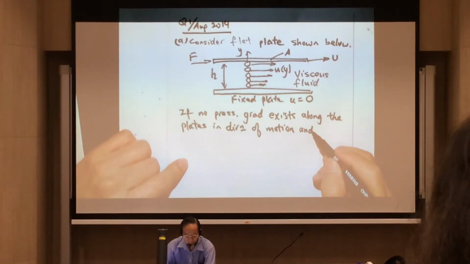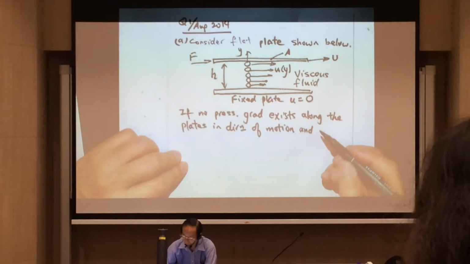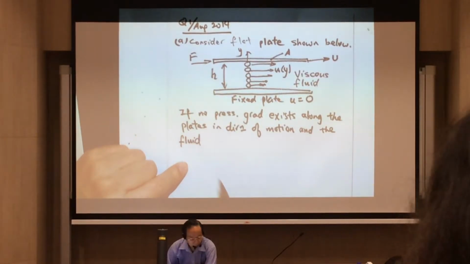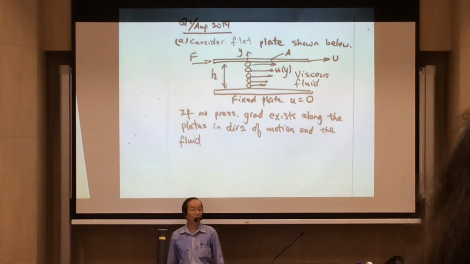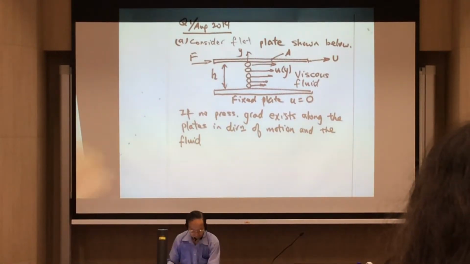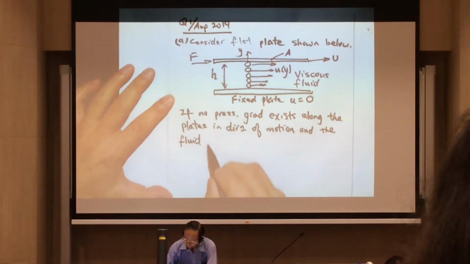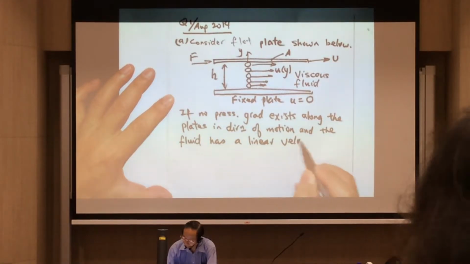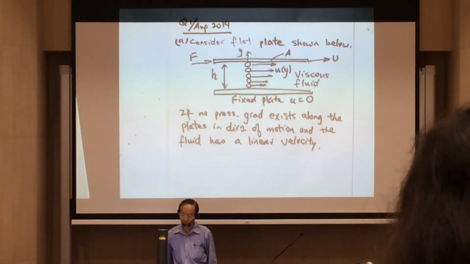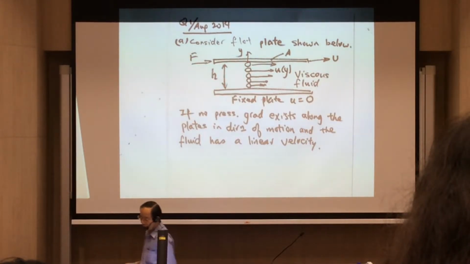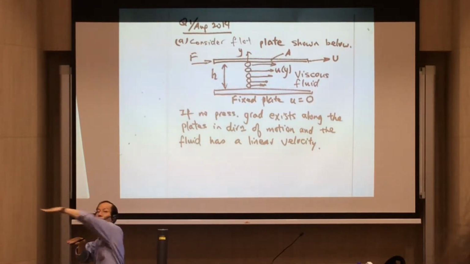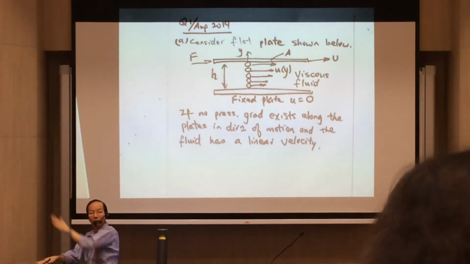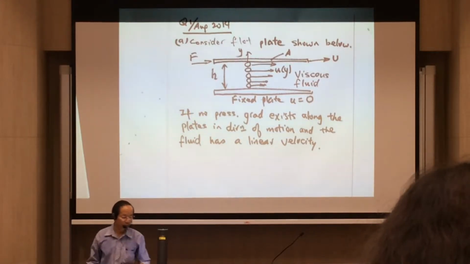and then the fluid has a linear velocity. Okay? Alright. So the linear velocity is by virtue of the top plate moving because of a force. The bottom plate is stiff, the top plate moving. So you get a linear velocity profile.